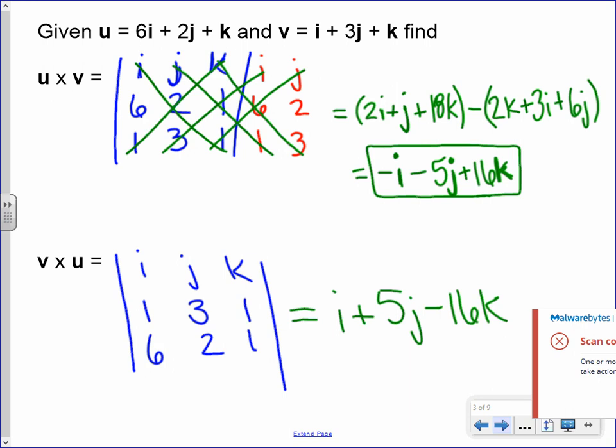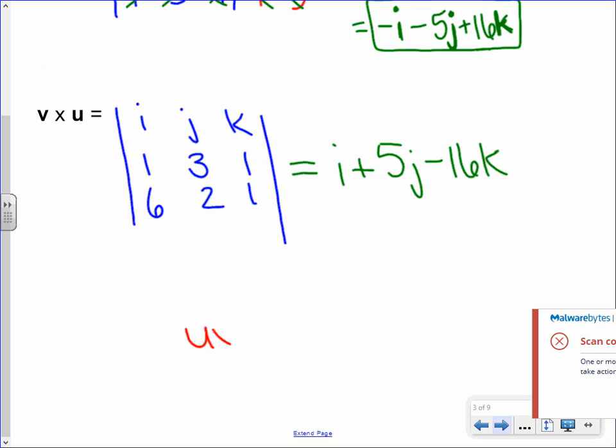Okay, it's the exact opposite of u cross v. I will tell you that's not a coincidence. It's going to happen every time. U cross v and v cross u will always be opposite. So if you know one, you know the other without having to do any work. If you want to write that down, u cross v will always be the negative of v cross u.